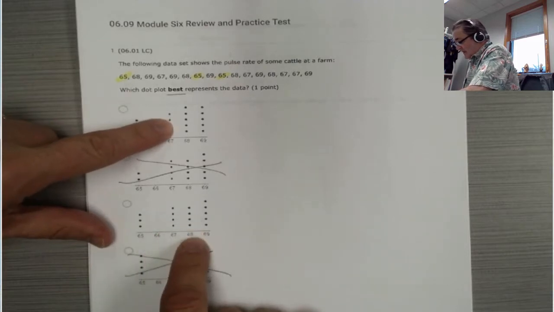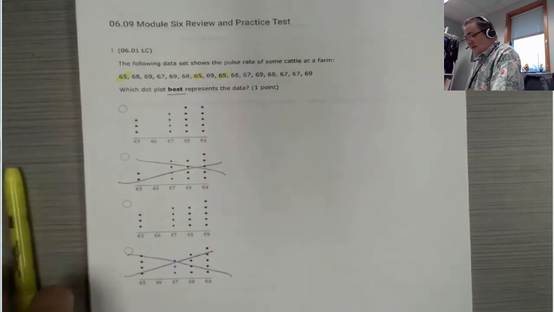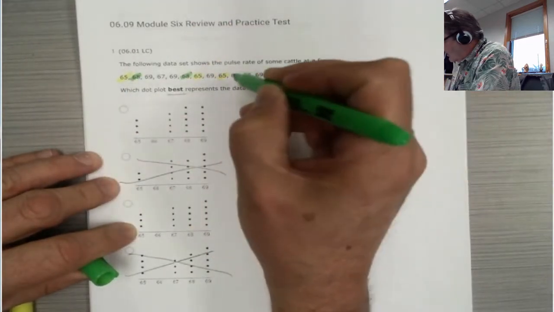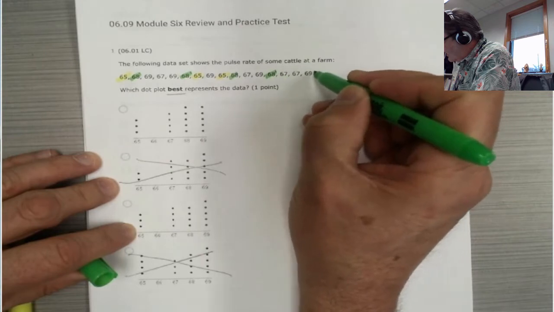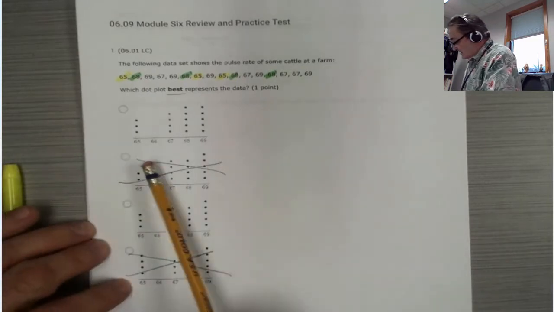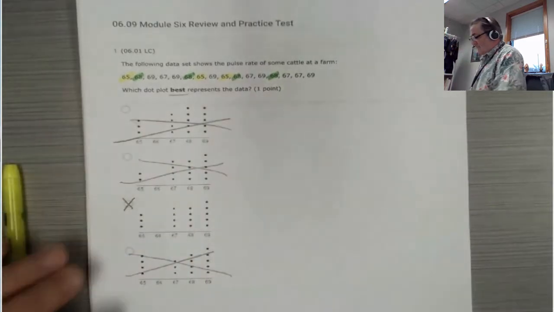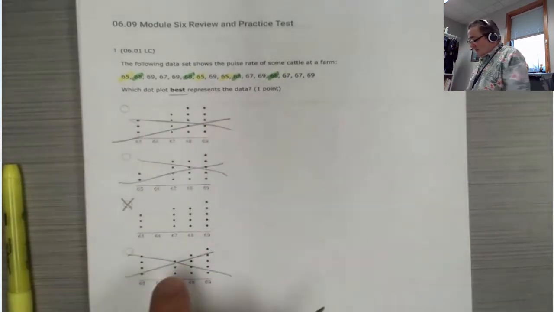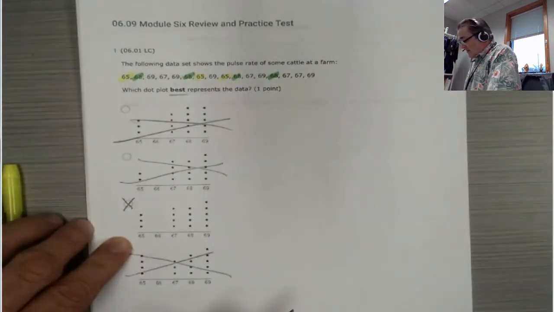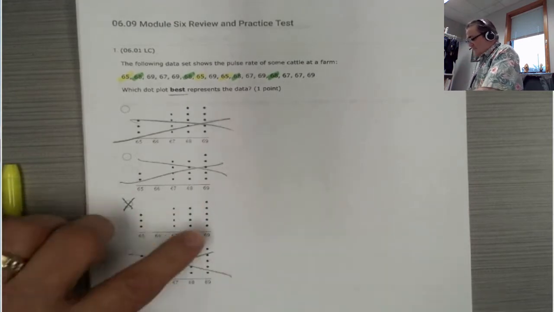This one has 4 68s. This one has 5. And they both have the same number of 69. So the only difference is the 68. So let's see. There's a 68, 68, 68, 68. Did I miss any? No, it appears not. Looks like there are 4 68s. So it has to be this one. Right. So this is the dot plot that represents it. Remember, for each number on the dot plot, however many numbers are represented in the data, we put a dot. So there's 3 65s, there's 4 67s, there's 4 68s, 5 69s.